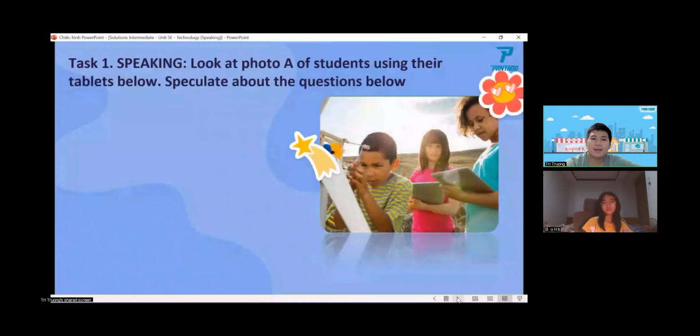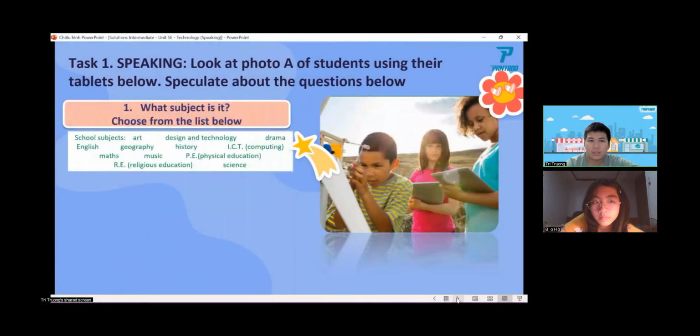Okay. The main task of today. Speaking, look at photo A of students using their tablets below. Speculate about the questions below. I will show you some questions. What subject is it? And choose from the list below. So first, can you describe the picture for me?